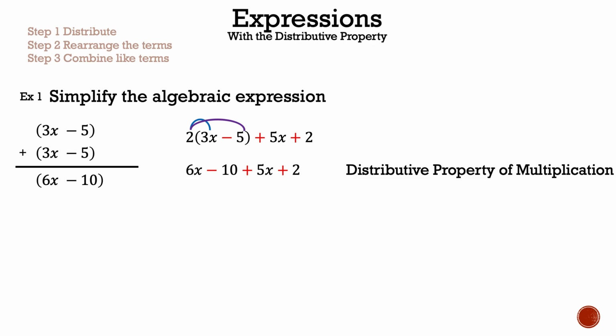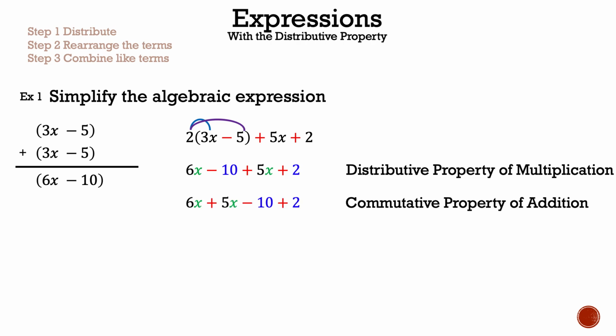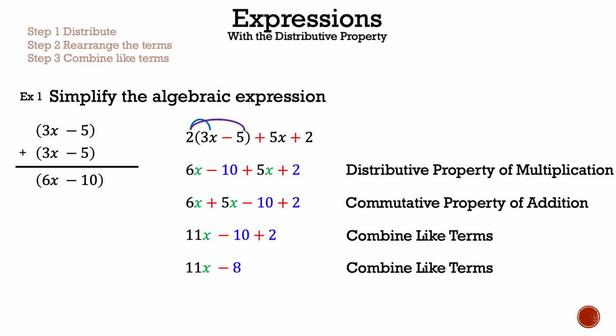So now we can color coordinate the terms that are the same, so it's a little easier to see. Now we're going to rearrange the terms, so the like terms are closer together. And you can do that because of the commutative property of addition. Now we're going to add the 6 and the 5 together, which gives us 11. So we have 11x. And now we're going to combine the other like terms, which are the negative 10 and the positive 2. And that gives us negative 8. So we have 11x minus 8, and that is our answer.